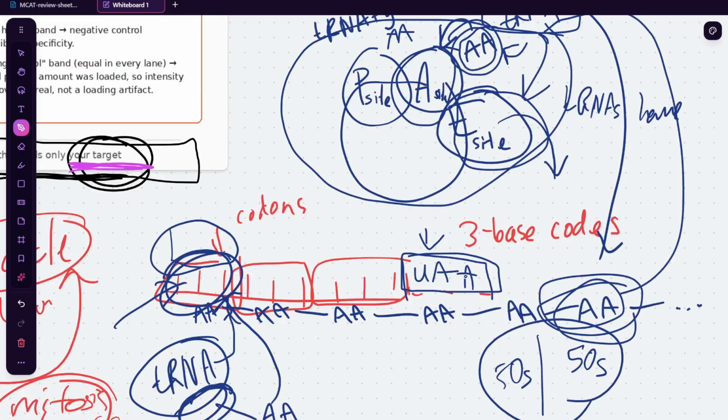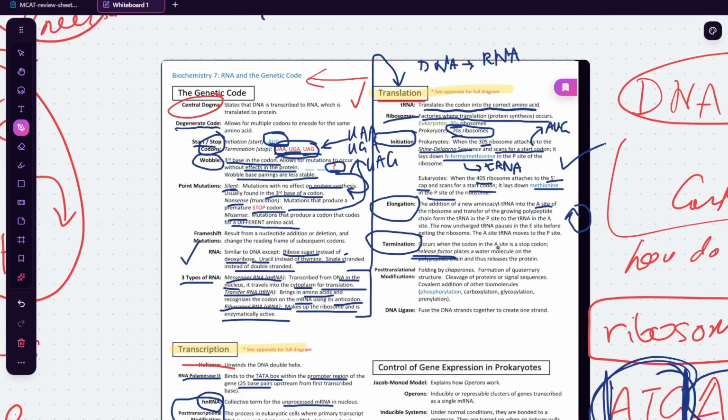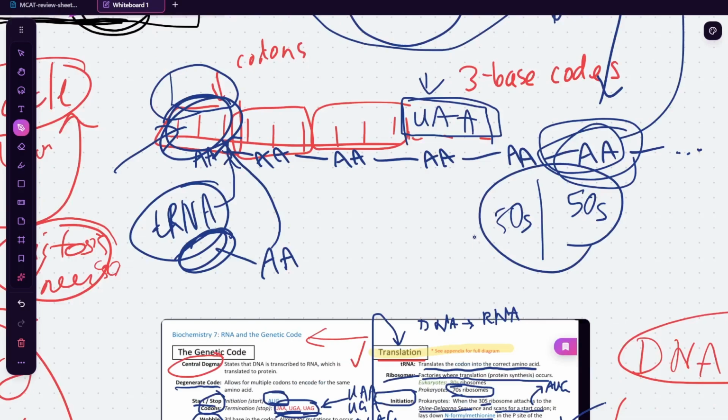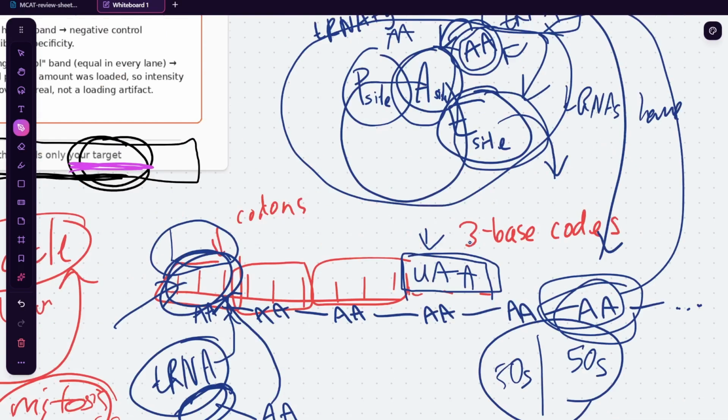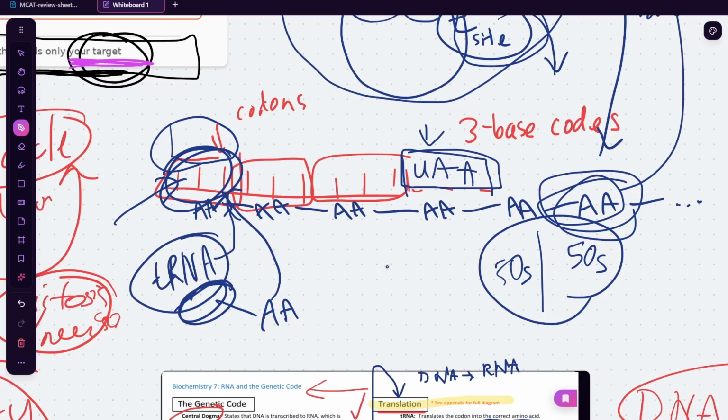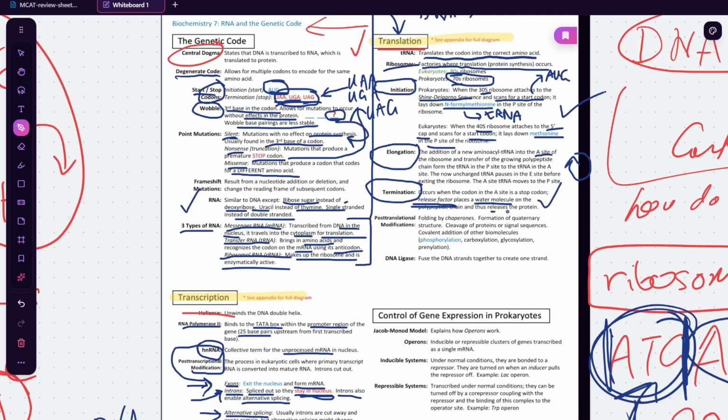Now that the release factor has read it, it catalyzes the addition of a water molecule to the end of the protein chain, and this breaks the bond holding the protein to the tRNA. So water is able to break the bond between tRNA and the protein. And now the protein can be released. It's done. And then you finally just get your protein.